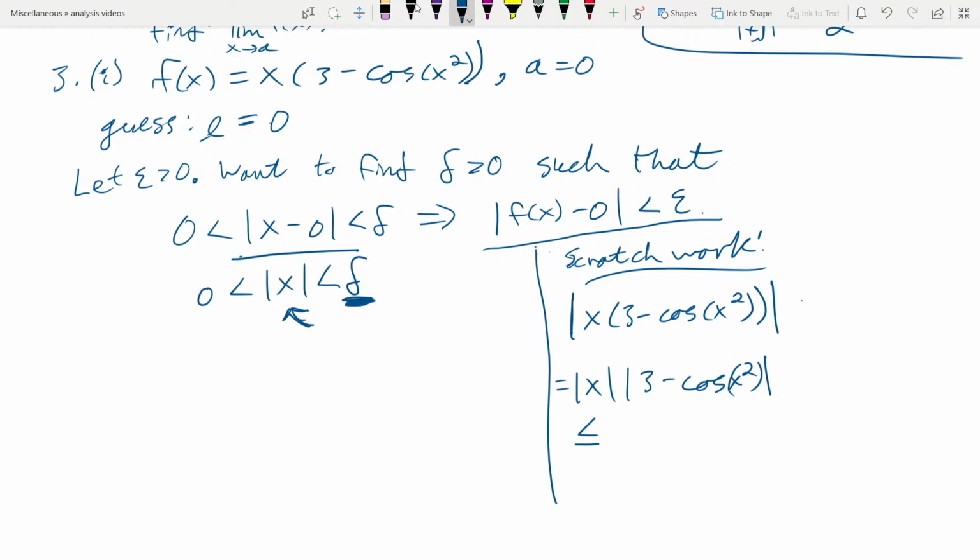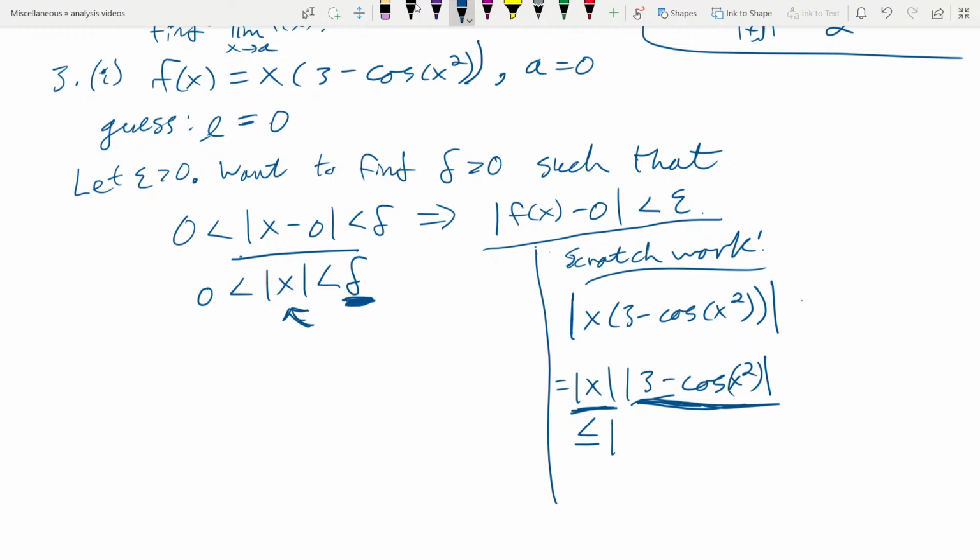So we have an absolute value of x right here. There's just this annoying 3 minus cosine of x squared factor that is getting in our way. So it would be very nice if we could just get rid of that somehow. Unfortunately, we can't just delete it. But it doesn't turn out to be a huge issue because that term is bounded.